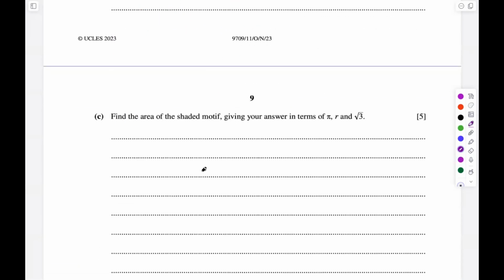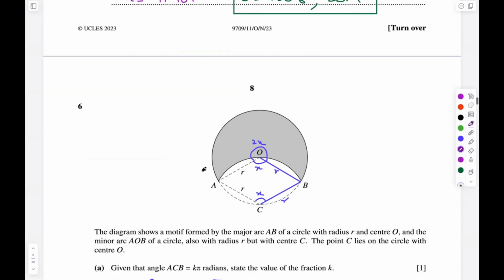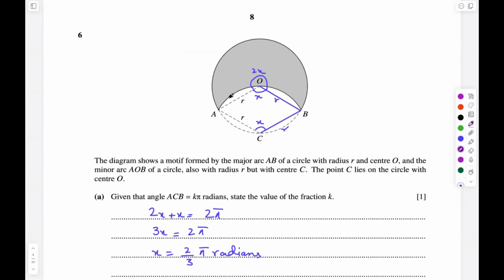In part C, it says find the area of the shaded motif, giving your answer in terms of pi, r and root 3. To find the area of the shaded region, we first will find the area of this major segment. So let's make a line from over here. First, finding the area of this major segment AOB, we know that the angle is 4 upon 3 pi and the radius is r.